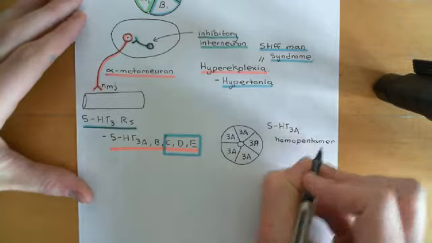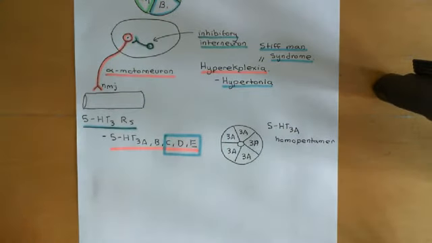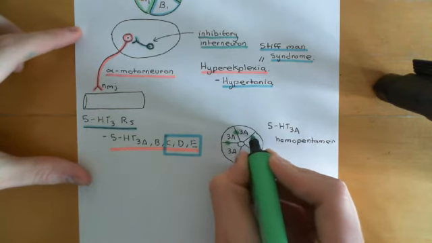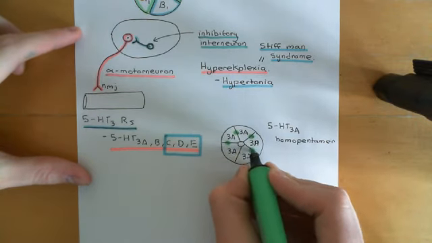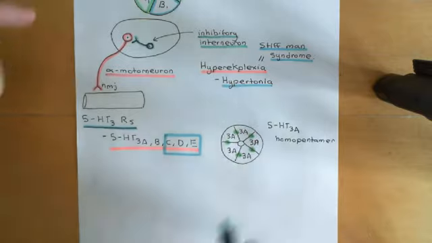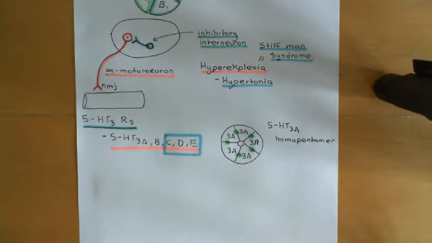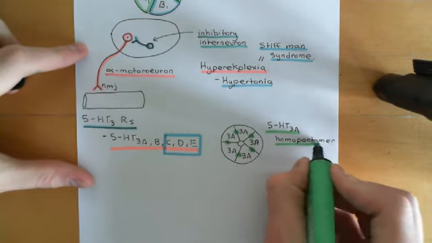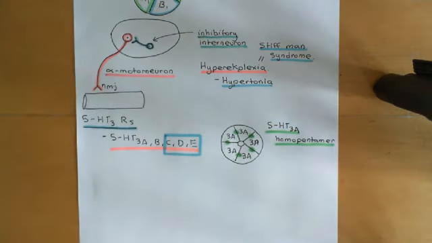Now again, as always with homopentamers, it must contain 5 ligand binding sites for 5-HT, 1 at each of these interfaces. So each of these green dots represents a place where 5-HT or serotonin can bind to the 5-HT3A homopentamer. So the 5-HT3A homopentamer has 5 ligand binding sites for 5-HT.